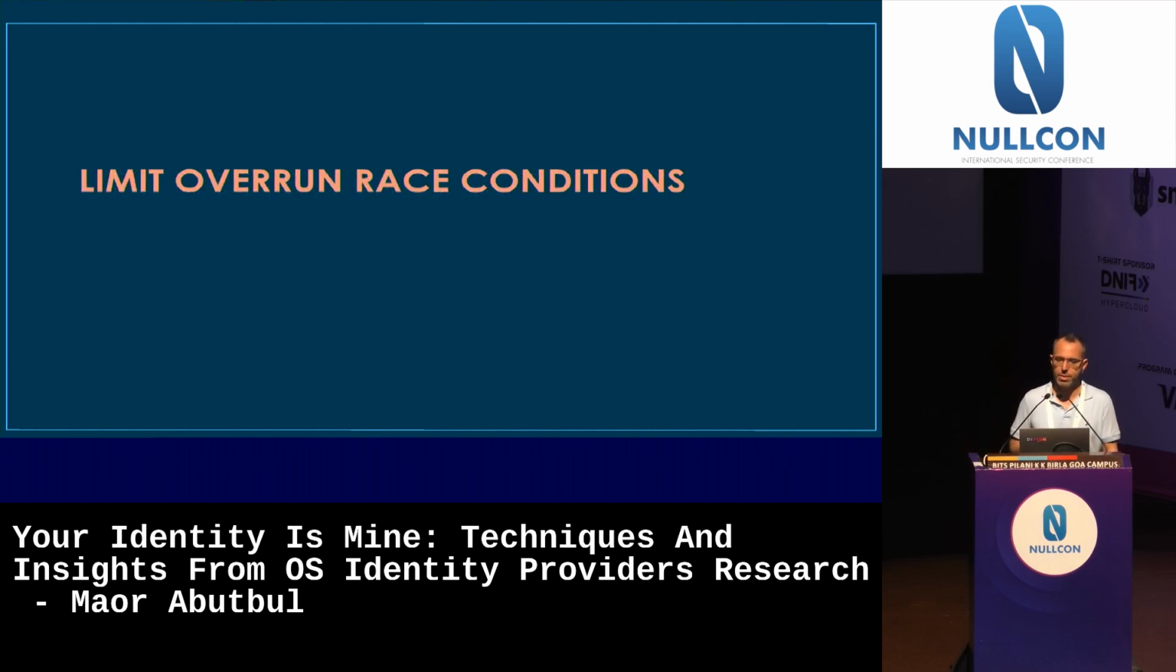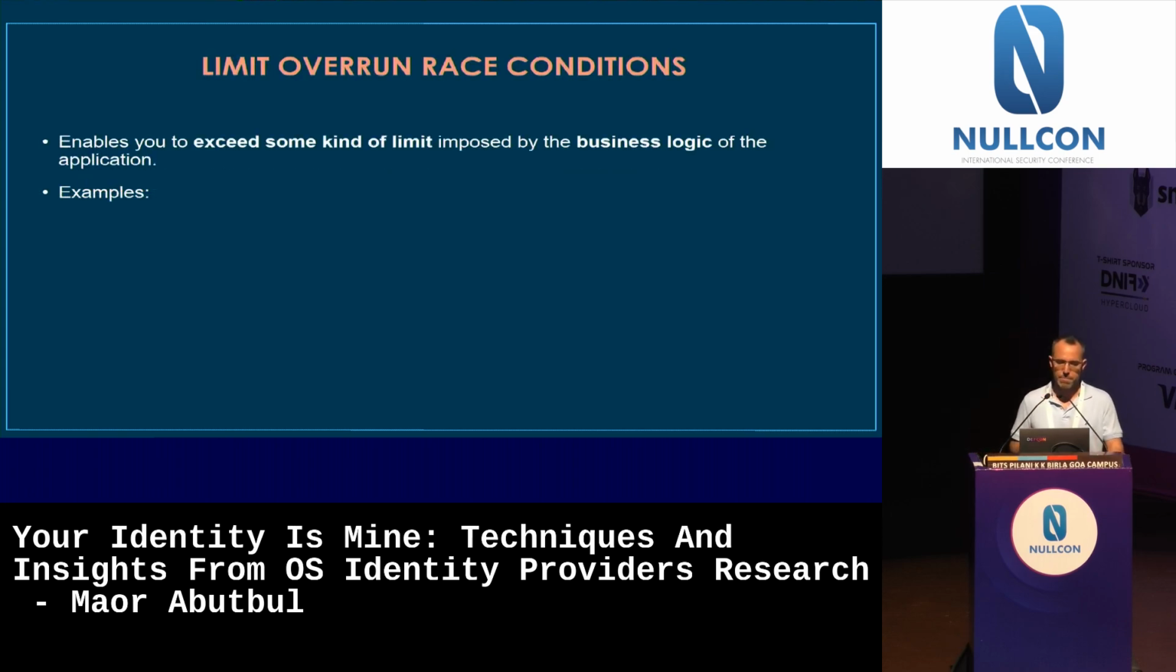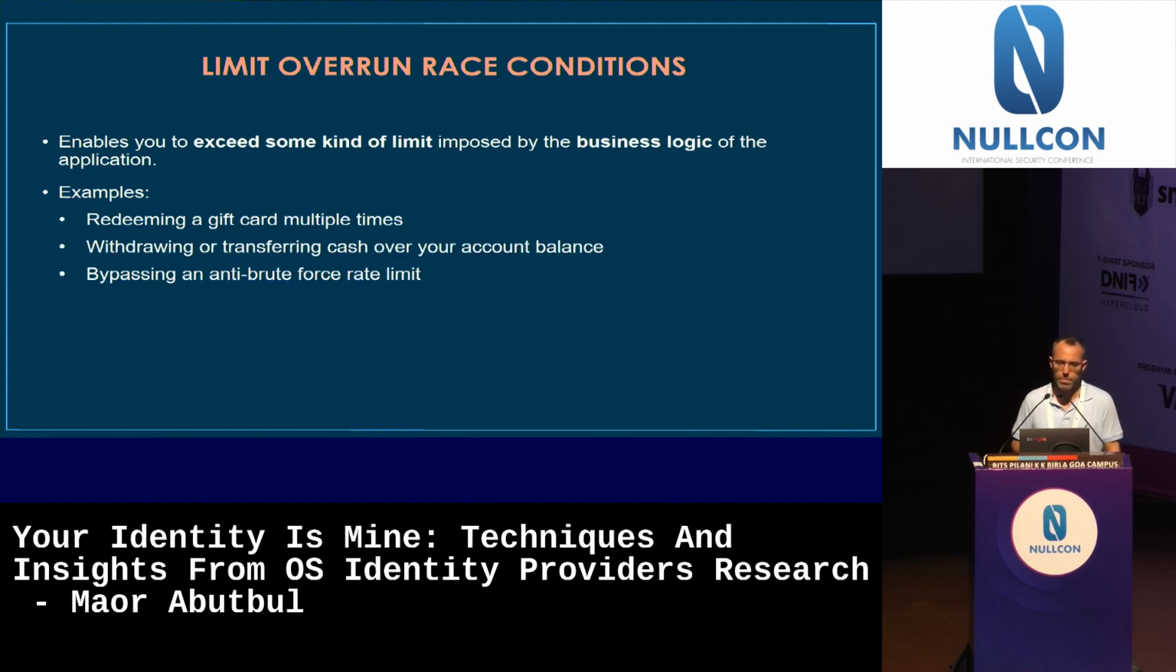Limit overrun race conditions, the most well-known type of web race conditions. It enables you to exceed some kind of limit imposed by the business logic of the application. Examples would be redeeming a gift card multiple times, or withdrawing or transferring over your balance.